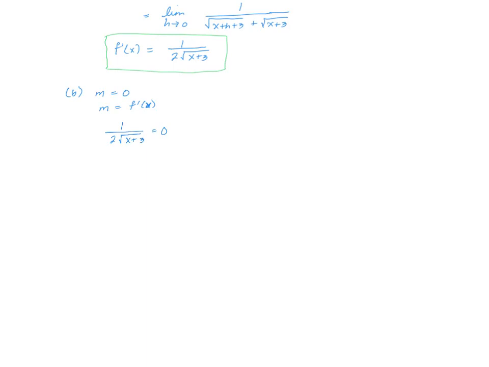If I were to solve this equation, I get 1 is equal to 0, which is not true, that's false. So since there's no solution to this equation, what that means is that there's no point where there's a horizontal tangent line. So there's no horizontal tangent line.